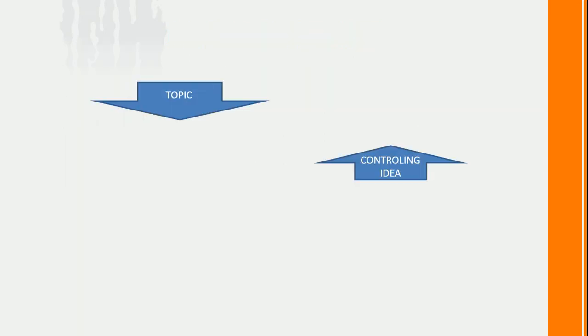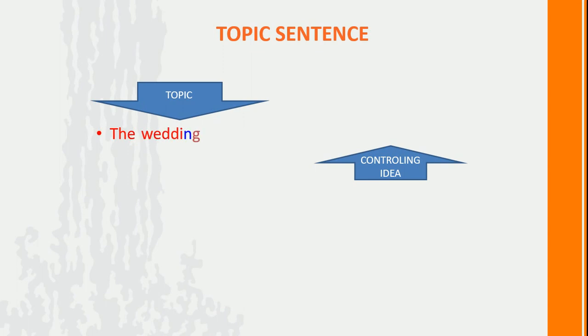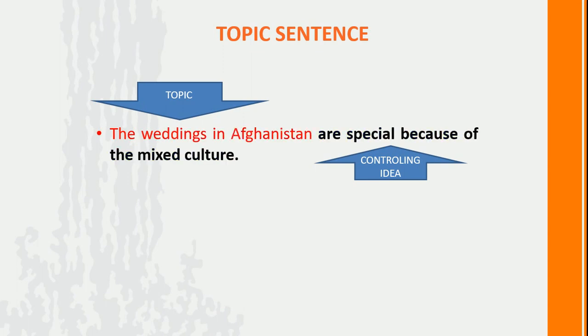Okay. Now let's go through the examples. You see the topic sentence: The weddings in Afghanistan are very special because of the mixed culture. Now, you see the weddings in Afghanistan is the topic part. Are special because of the mixed culture. They are special. I mean, they're different from others because of the mixed culture.